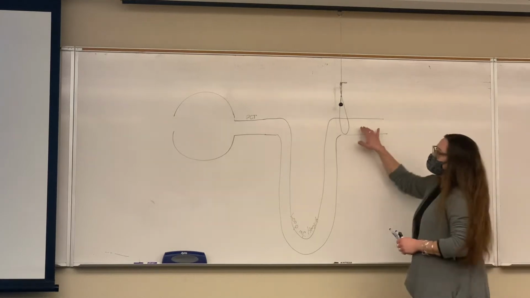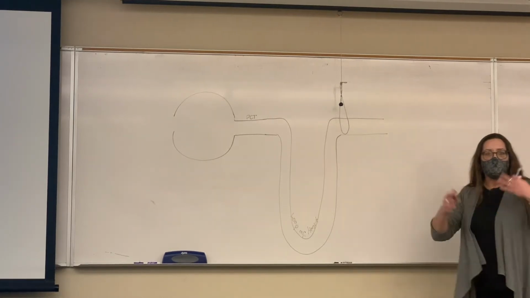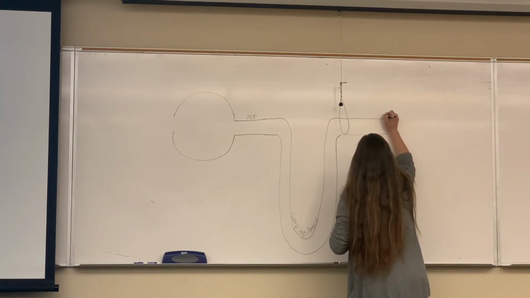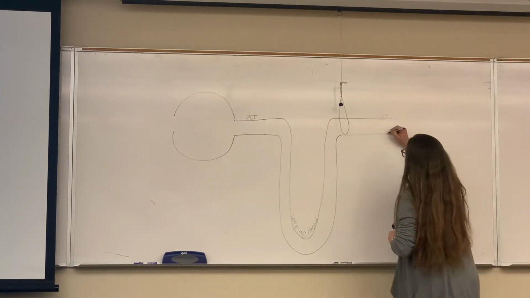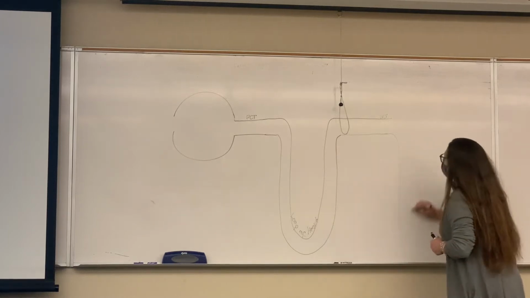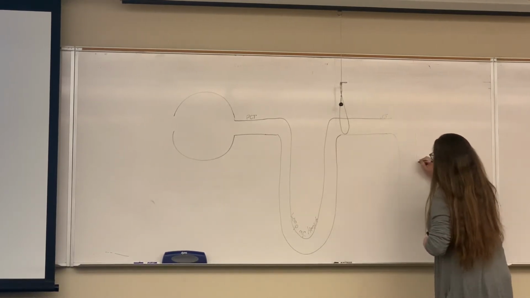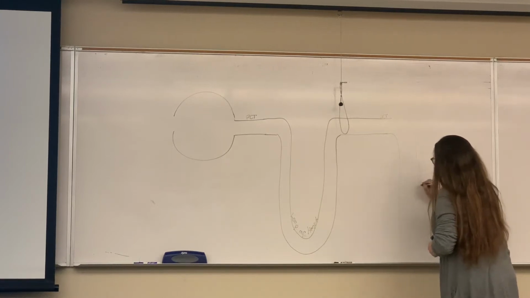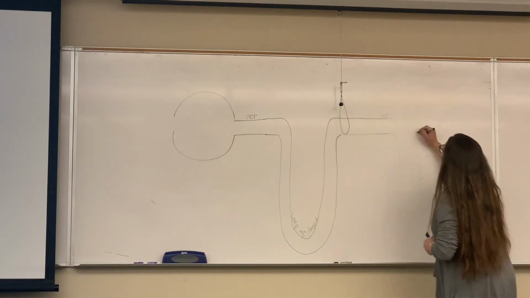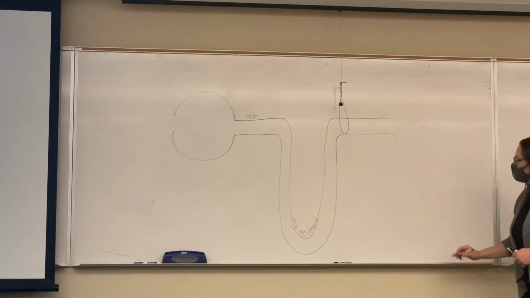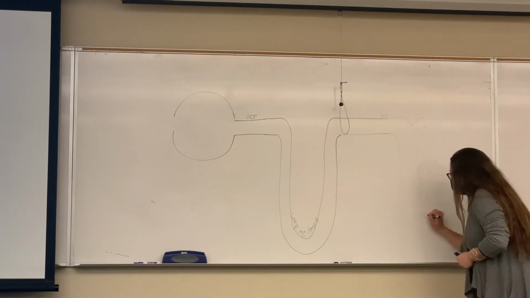Then we go into the DCT, and again, remember it's convoluted. I'm just going to draw a little section that's straight. And then from the DCT, we would then drain into the collecting duct. And remember, we would have multiple DCTs draining into a collecting duct. So I'll just do it like that. Now we'll put a CD here for collecting duct.